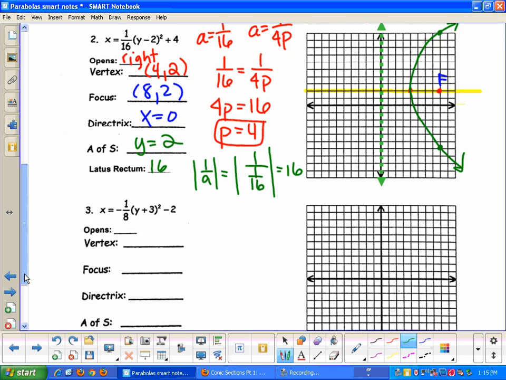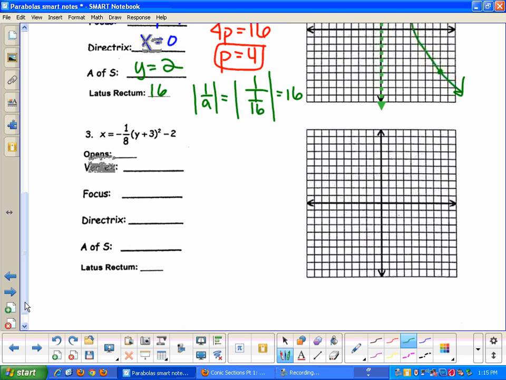Okay, so let's go ahead and go to number 3. For number 3, this is an x equals equation. Because the a value is negative, a is equal to negative 1/8, I know that my parabola is going to open to the left. And because it's opening to the left, I know that this is my k and this is my h. So we have negative 2 comma the opposite of what's being squared, so negative 3. And that's what I'm going to put on my graph first. So negative 2, negative 3, which would be here.